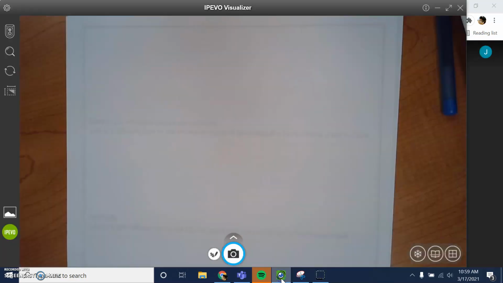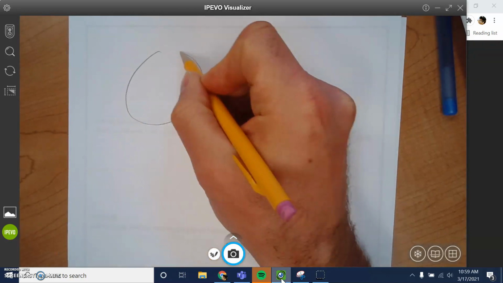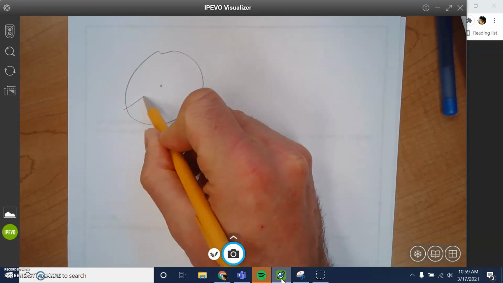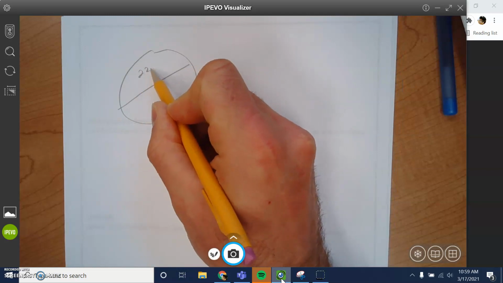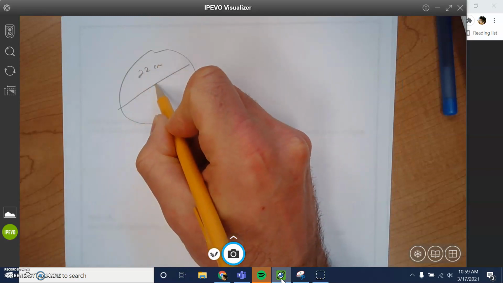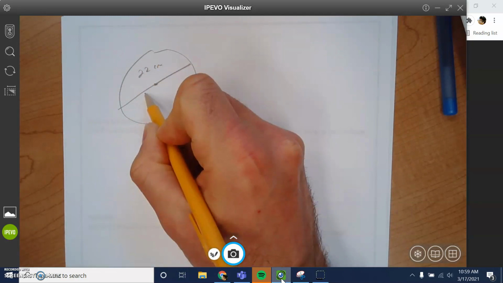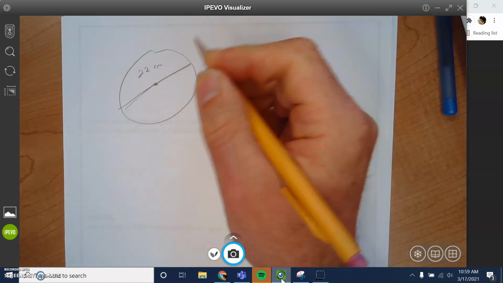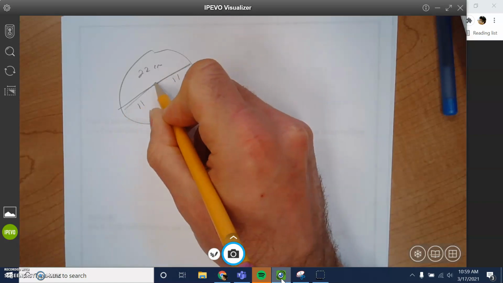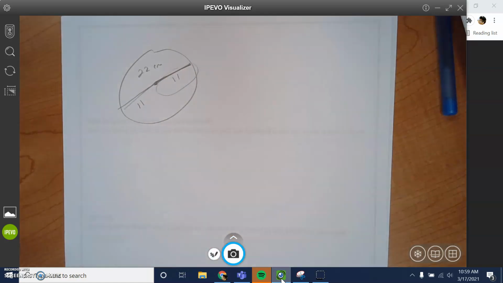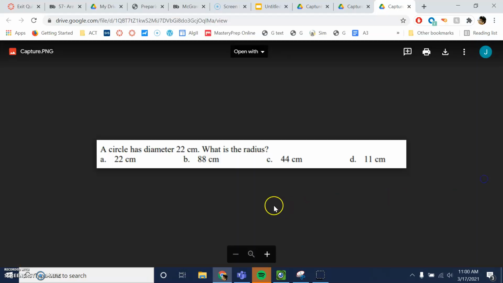All right, let's see. So a circle has a diameter, and the diameter goes through the center. That'd be 22 centimeters. The radius goes from the center to the outside, so there's 2, right? So that'd be 11 and 11. So the answer is 11. So that would be D. Good work.